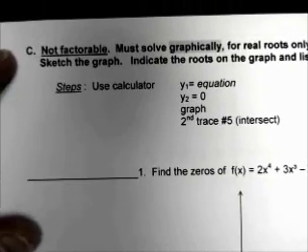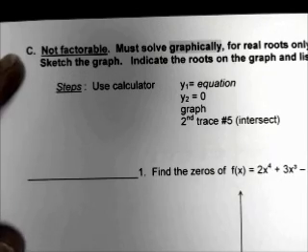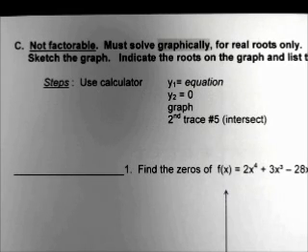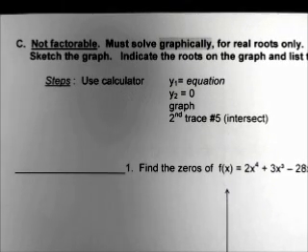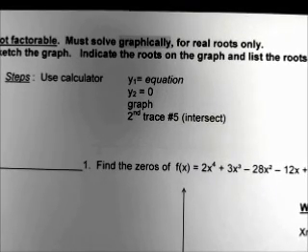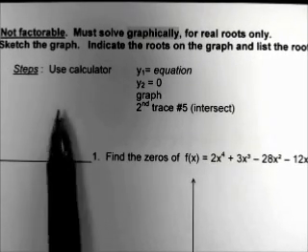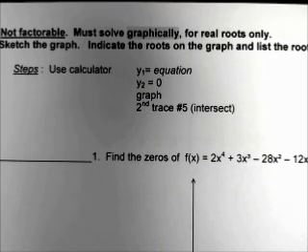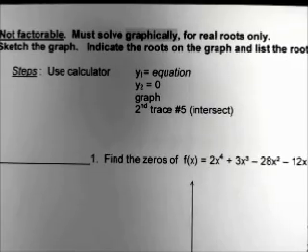All right, so what happens when you have a higher degree polynomial equation that's not factorable? Well, we must solve it graphically for real roots only. Sketch the graph, indicate the roots on the graph, and list the roots, which are also known as the zeros. They're the x-coordinates of our x-intercepts. So using the calculator, we'll put the equation in y1, in y2 we'll put 0, look at the graph, and for most of these we'll have to adjust the window to get a good picture of the full graph. And then look at the points of intersection with the second trace, number 5.